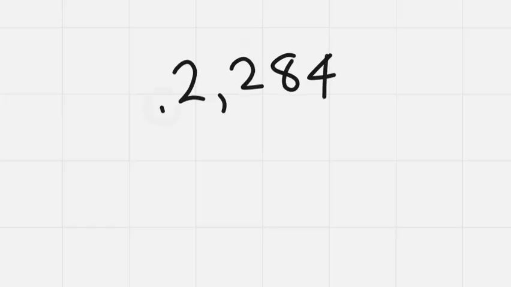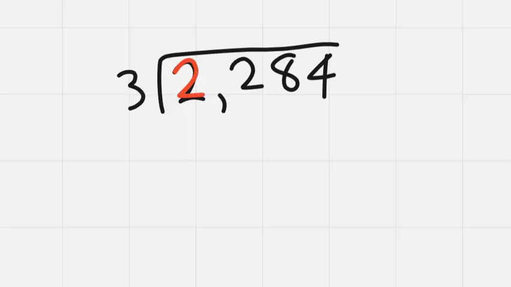Our next problem is 2,284 divided by 3. We'll begin by looking at the first number, which is 2. 2 is less than 3, so we'll look next door to the next number, which is also 2. We will count by 3 until we get to 22 without going over. Let's count. 3, 6, 9, 12, 15, 18, 21, 24. 24 is too high, so we stop at 21.